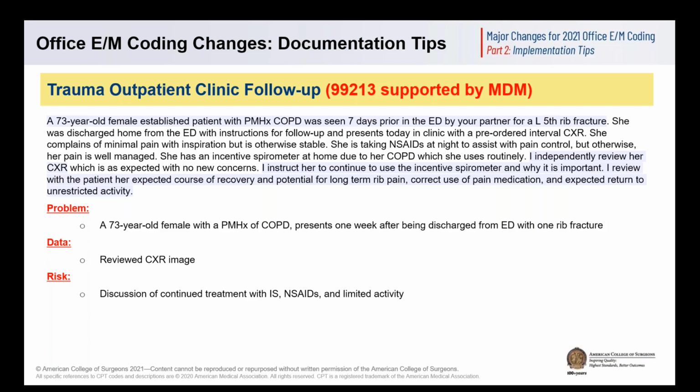You also discuss with her her expected course of recovery, potential for long-term rib pain, the use of her non-prescription anti-inflammatories, and an expected return to unrestricted activity. So as has been stated, we have a problem, a 73-year-old female with one rib fracture, data, the chest X-ray, and risk, which is discussion of continued treatment with a spirometer and nonsteroidals. Next slide, please.